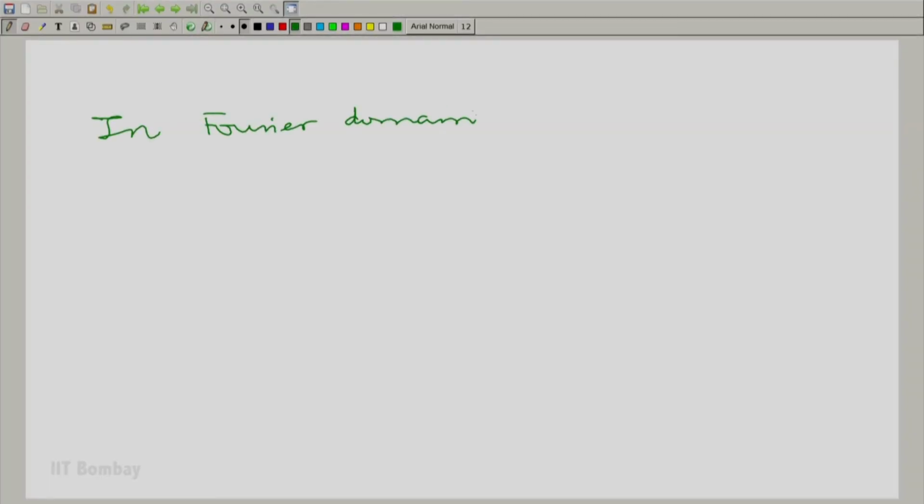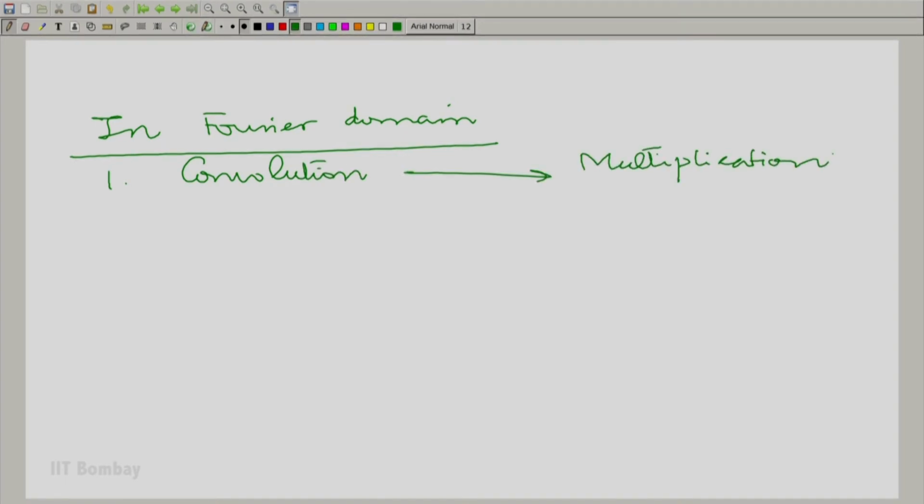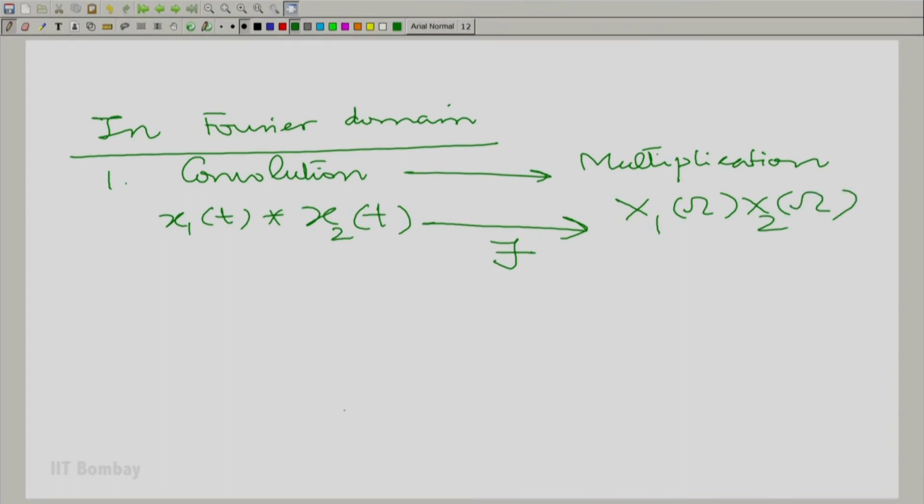In the Fourier domain, convolution translates to multiplication. So x1(t) convolved with x2(t) has a Fourier transform given by capital X1(omega) times capital X2(omega).